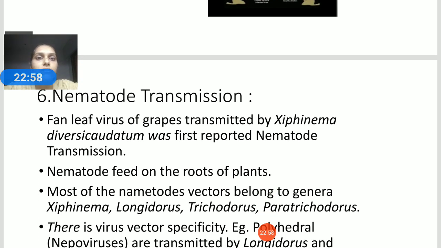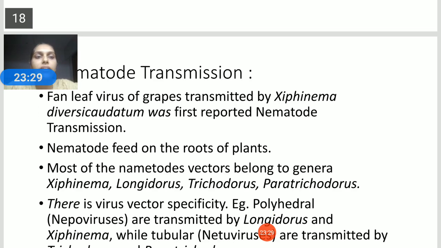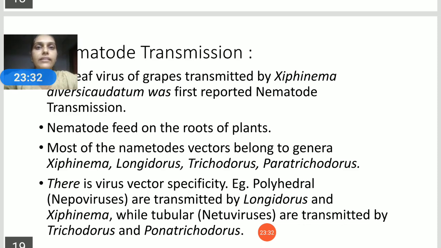Fanleaf virus of grapes transmitted by Xiphinema diversicaudatum was the first reported nematode transmission. Nematodes feed on the roots of plants. Most of the nematode vectors belong to the genera Xiphinema, Longidorus, Trichodorus and Paratrichodorus. There is virus vector specificity, meaning some viruses are transmitted by a specific nematode, right?